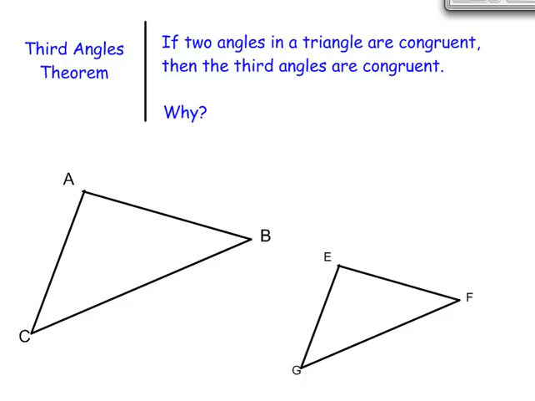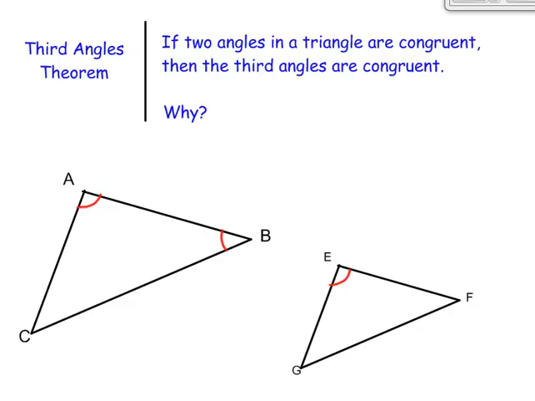Let's take these two triangles I've got here, and I'll tell you right up front. We'll just compare them here for a moment. Well, I'll tell you that angle A and angle E are congruent. So let's mark those as congruent, A and E. I'll tell you that angle B and angle F are congruent. So let's mark those as congruent.